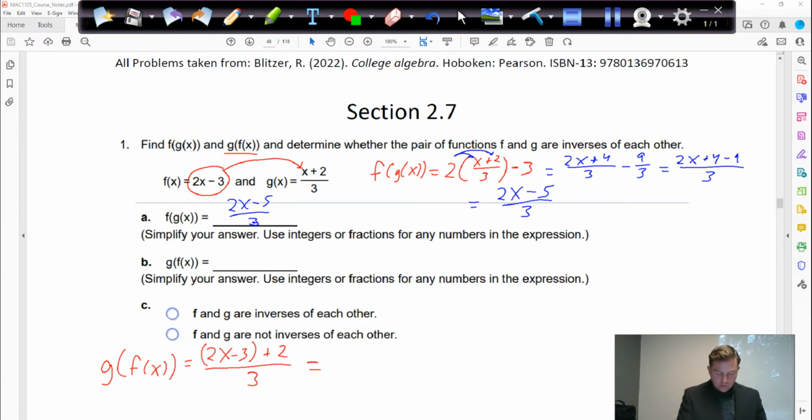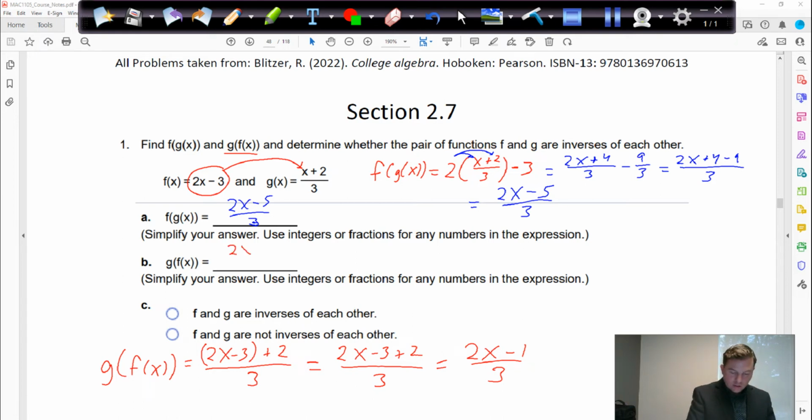Well, the only thing we have to do here is remove those parentheses after we make the connection that it was x. So it represents the entire f function being placed into x, and we get 2x minus 3 plus 2 over 3. And this is going to be 2x minus 1 over 3. And that's all we would need to write for that one. 2x minus 1 all on top of 3.